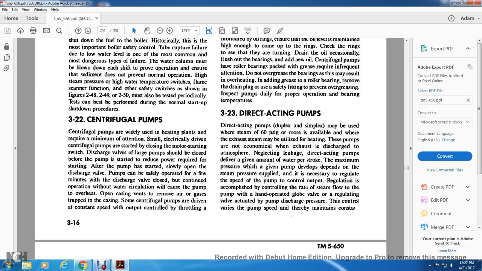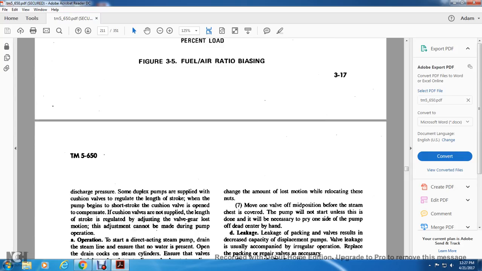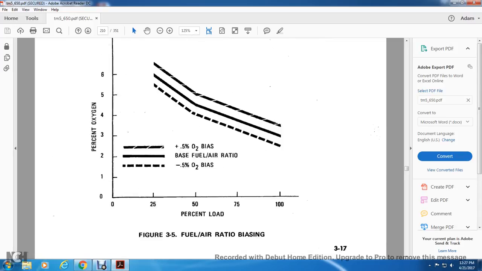The regulation is accomplished by controlling the rate of steam flow to the pump, using a hand operated globe valve or a regulating valve actuated by the pump discharge pressure. The control varies the pump speed and thereby maintains constant discharge. Some duplex pumps are supplied with a cushioning valve to regulate the length of the stroke. When the pump begins with a short stroke, the cushioning valve is opened to compensate for the cushioning. Adjusting the valve gear lost motion adjustment cannot be made during the pump operation.